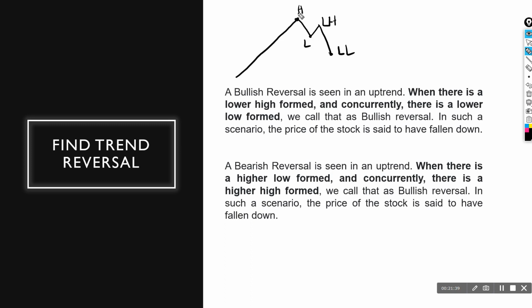So it was an uptrend, and then there is a trend reversal, bullish reversal, and you see a downtrend going. So now you have a downtrend, and this is called a bullish reversal. Please note that in such a scenario, the price of the stock is said to have fallen down. If you have heard people say that they have purchased a particular stock and it has gone down, the price has fallen, the market has fallen, all these are examples of bullish reversal.